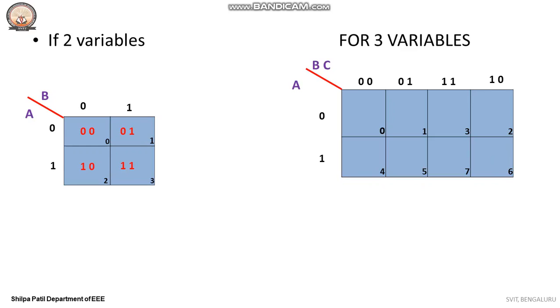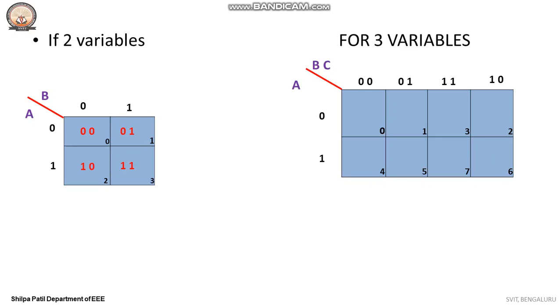The adjacent cell should be a single bit change. So 0, 1 and 1, 1 are the single bit change. That's why we are using it in the adjacent columns. So again, we will follow the same procedure to number the cells.